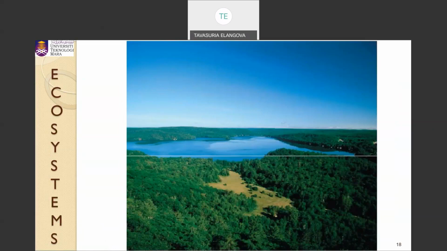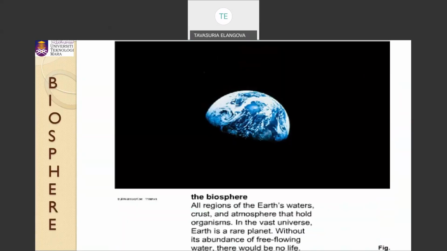Here you can see the community interacts with the non-living surrounding environment, for example, the water and the air. So this is the ecosystem. Biosphere means all the regions on the earth, or all the ecosystems on the earth. So this is the most complex or the largest scale in the hierarchy of biological organization. Now I hope all of you know well about the hierarchy and their levels and also the examples.